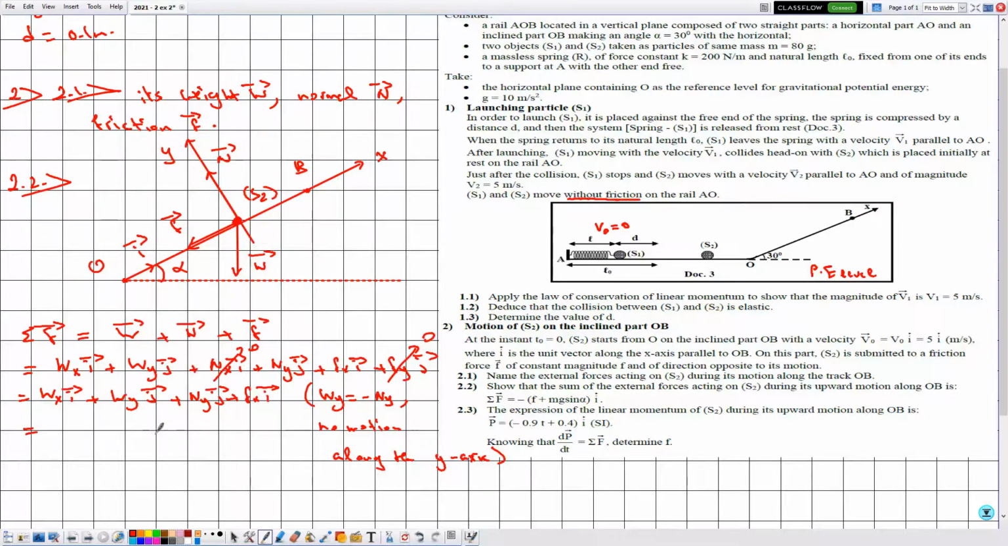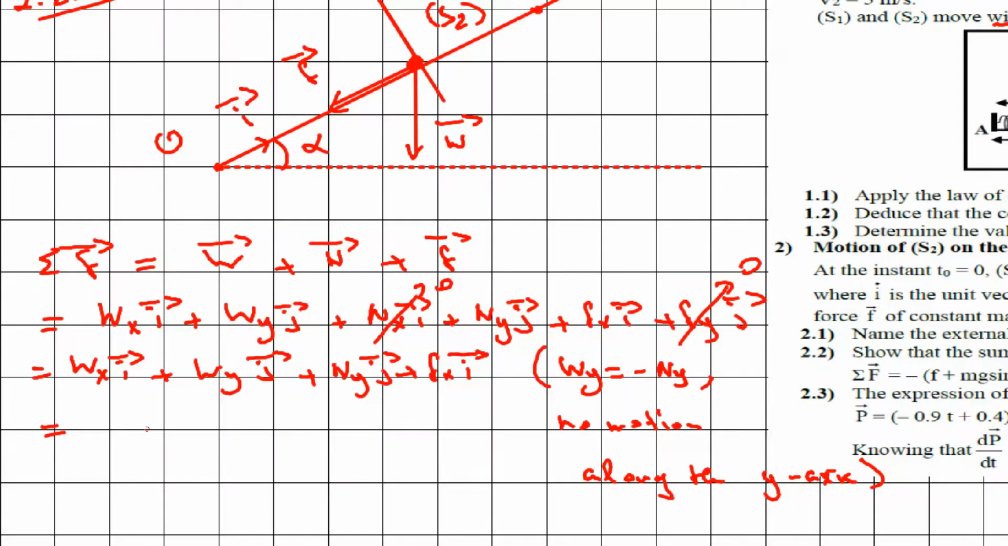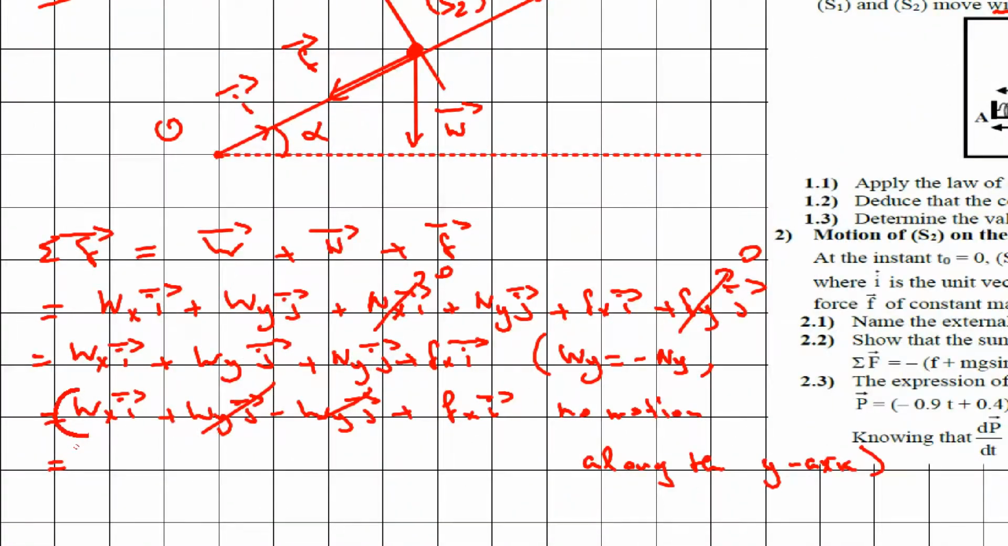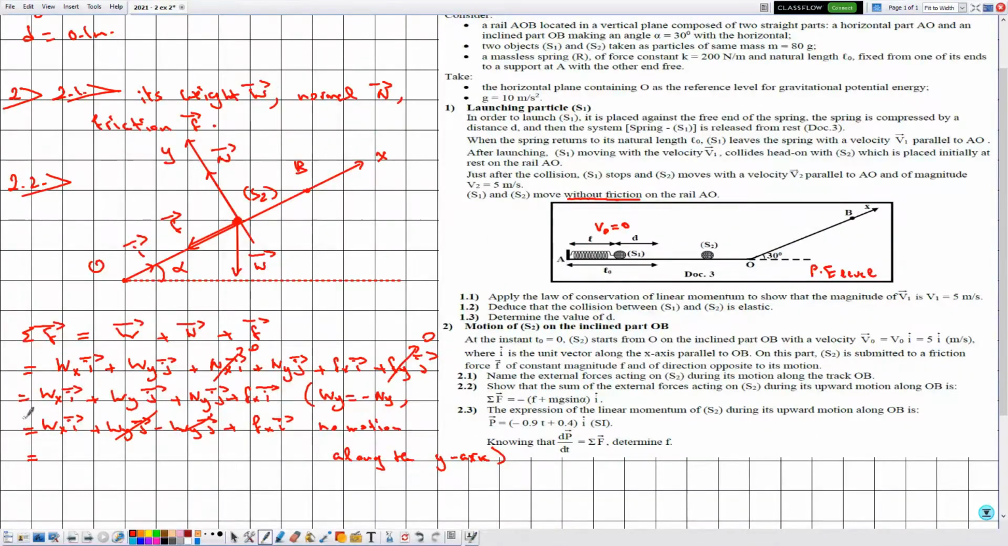So now if we replace ny by minus wy, so this is wx i plus wy j minus wy j plus fx multiplied by the unit vector i, we can notice that these cancel. Now what does wx represent? Wx is the projection of w on the x-axis.